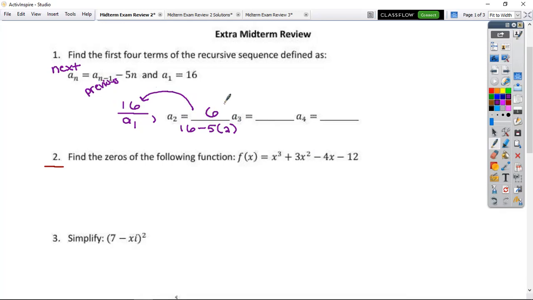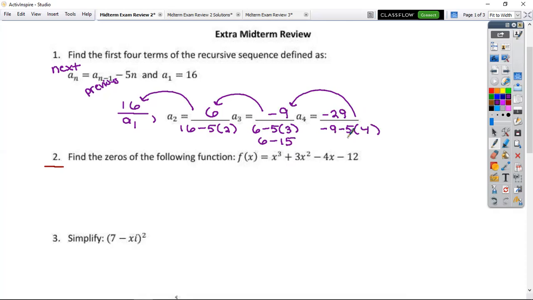So now we do it again. You're going to pull your previous, and I'm going to go 6 minus 5 times 3. So this is equal to 6 minus 15, which is, you guys get negative 9? And one more time. You're going to pull the previous, and you're going to go negative 9 minus 5 times the 4th term, which is what you're looking to solve for. And the last answer is negative 29.